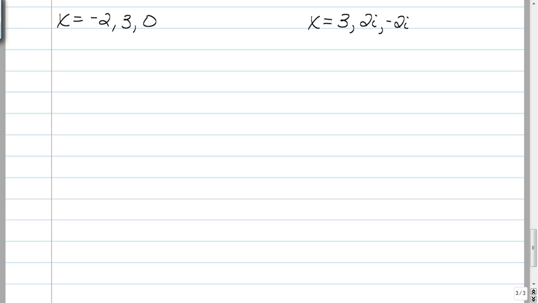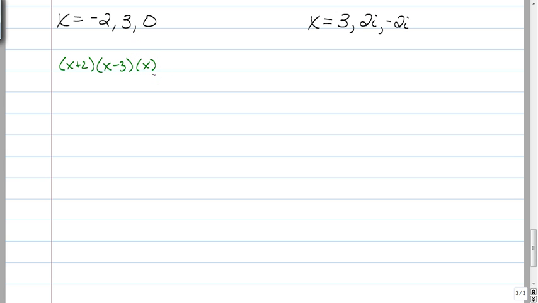So, this next one. Pause the video and see if you can figure out where all three of those terms came from. And then we'll go through the rest. So, x minus 2 came from an x plus 2. A positive 3 came from an x minus 3. And a 0 comes from just x equals 0. So it just comes from x.